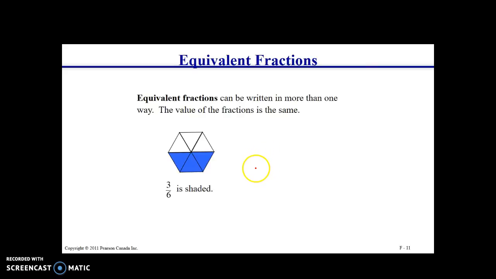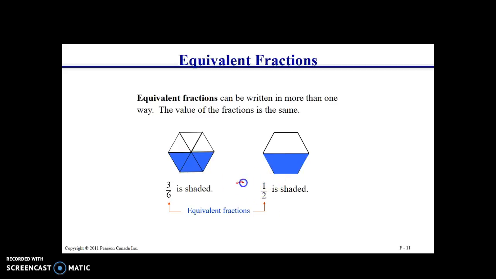Another idea that I want to talk about is equivalent fractions. We can basically scale up or down fractions as need be. The value stays the same. So here, if I have this kind of hexagonal shape and I divide it into 6 pieces and I shade in 3 of them, I could also express that as 1/2, 1 out of 2 pieces. Note that the shaded area is the same. It's the same value. Okay, so it doesn't matter.